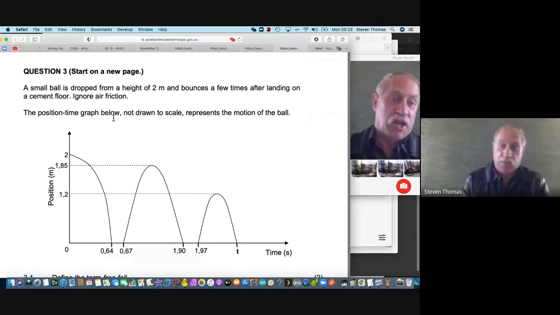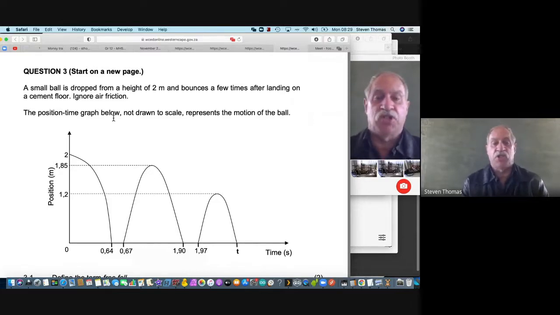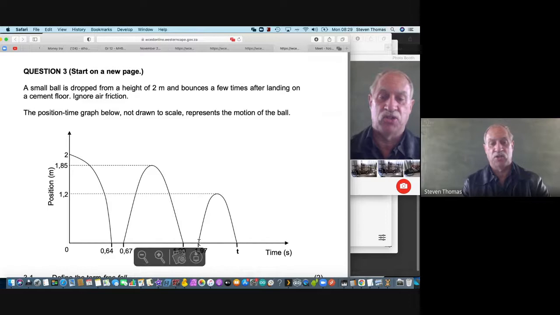Now, what's nice about position-time graphs? They actually look like the actual motion of the ball. So there you see a ball bouncing and bouncing. Notice each bounce gets lower in height. It doesn't bounce as high unless you've got some miracle substance that doesn't lose any energy.